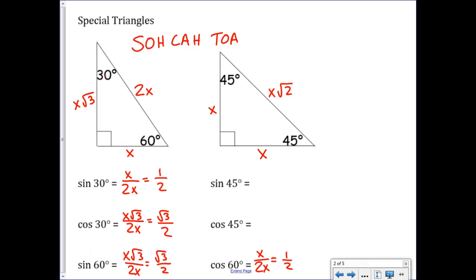Sine of 45 degrees then, opposite over hypotenuse. Those x's cancel, so I end up with 1 over radical 2. But I can't leave that radical in the denominator. So I need to multiply by the square root of 2 over the square root of 2 to get rid of that square root of 2 in the denominator, and I'm left with 2. 1 times the square root of 2 is the square root of 2. So square root of 2 over 2 is your reduced answer. Cosine of 45 is adjacent over hypotenuse. So once again, we can do all of that math, but it reduces to radical 2 over 2 as well.